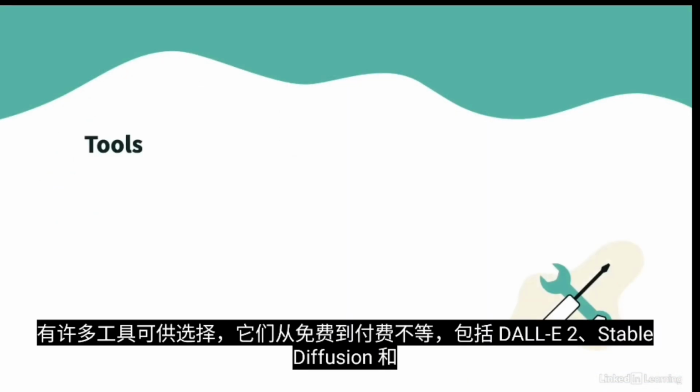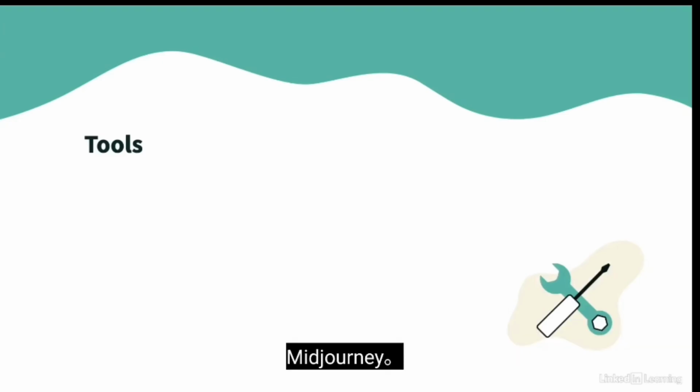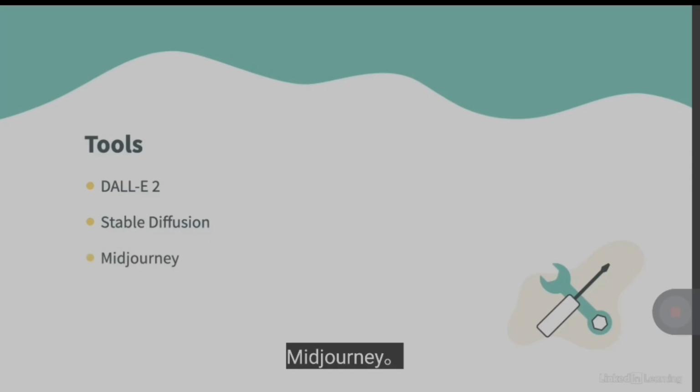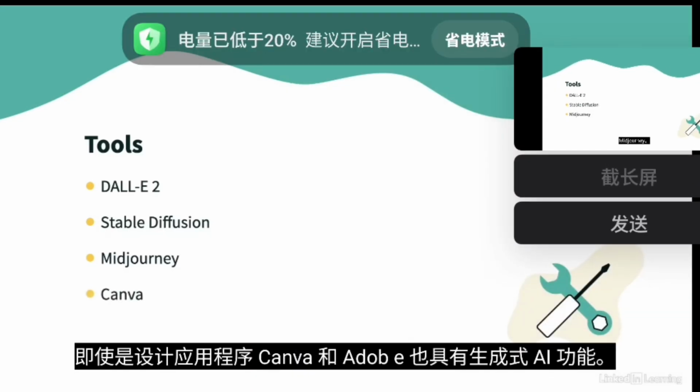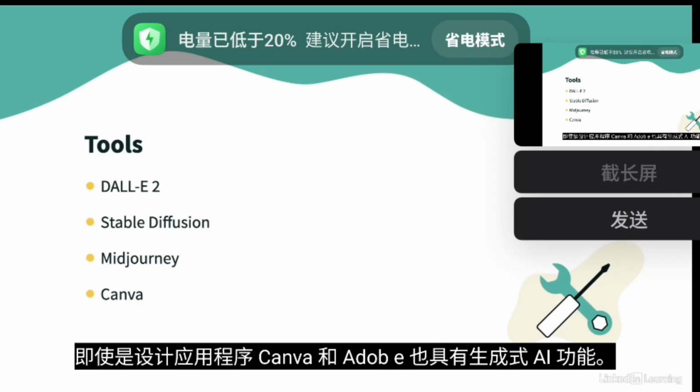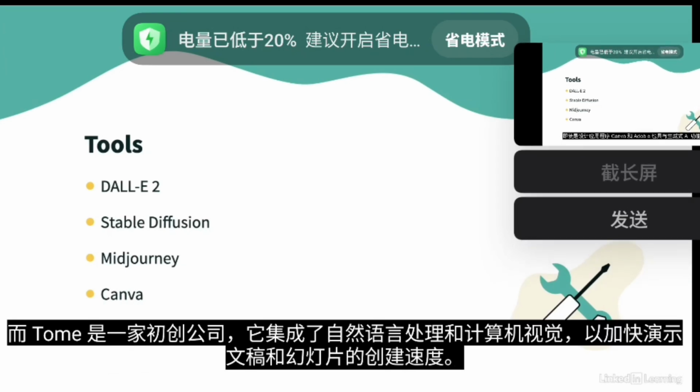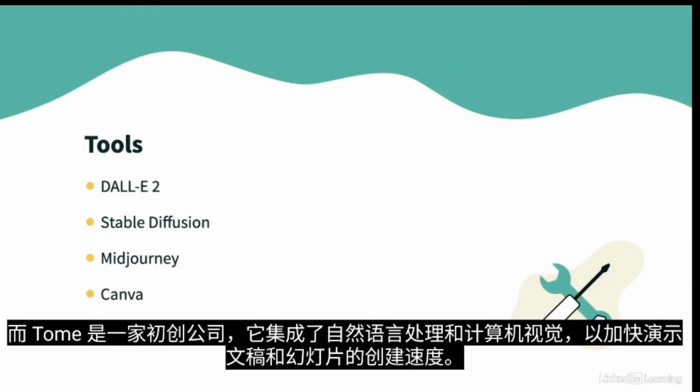There are many tools to choose from, and they range from free to paid and include DALL-E 2, Stable Diffusion, and Midjourney. Even the design apps Canva and Adobe have a generative AI feature. And Tome, a startup, integrates natural language processing and computer vision to speed up the creation of presentations and slides.